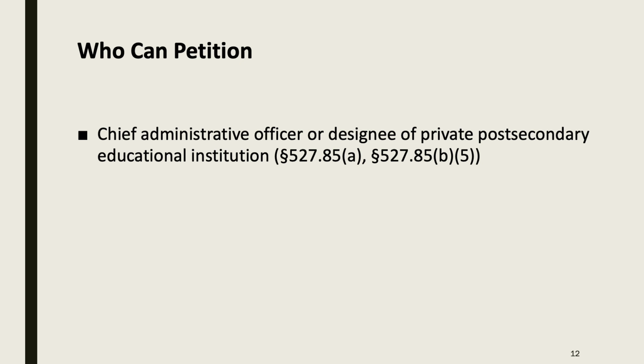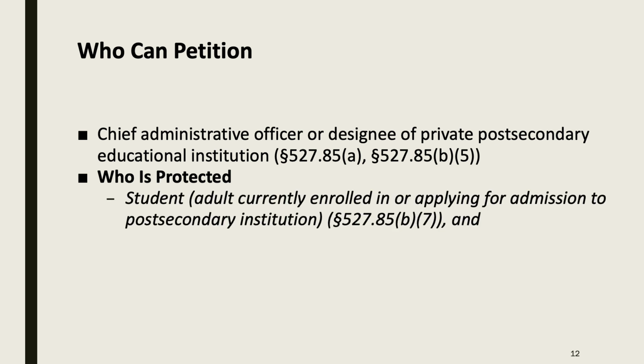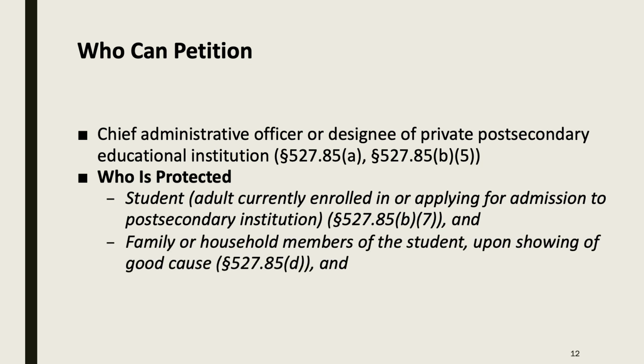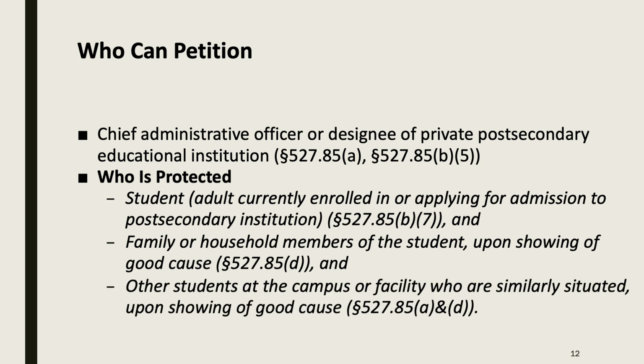Well, who petitions for this? In this case, it's the chief administrative officer or the designee of a private post-secondary educational institution that brings the request for a school violence restraining order. And the people that are protected? Well, it's the student, who may be an adult currently enrolled in or applying for admission to a post-secondary institution, if that is the case, but a student in any case. And it could be the student's family or household members upon a showing of good cause, and other students at the campus or facility who are similarly situated, again upon a showing of good cause.